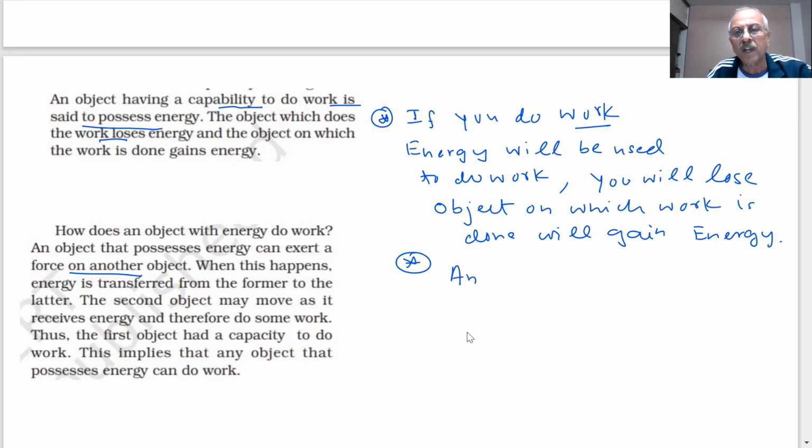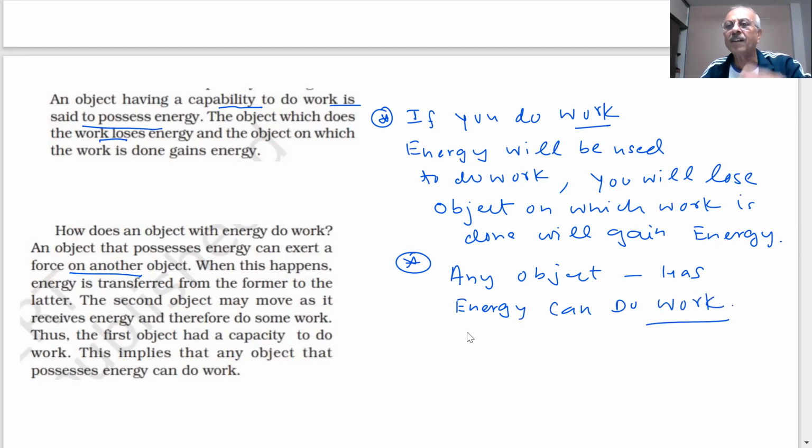What we are trying to say: any object that has energy can do the work. It may or may not be doing it under this given period of time. But at any moment we want, it can do the work because it has energy. So energy and work, now you see the relationship is very clear.